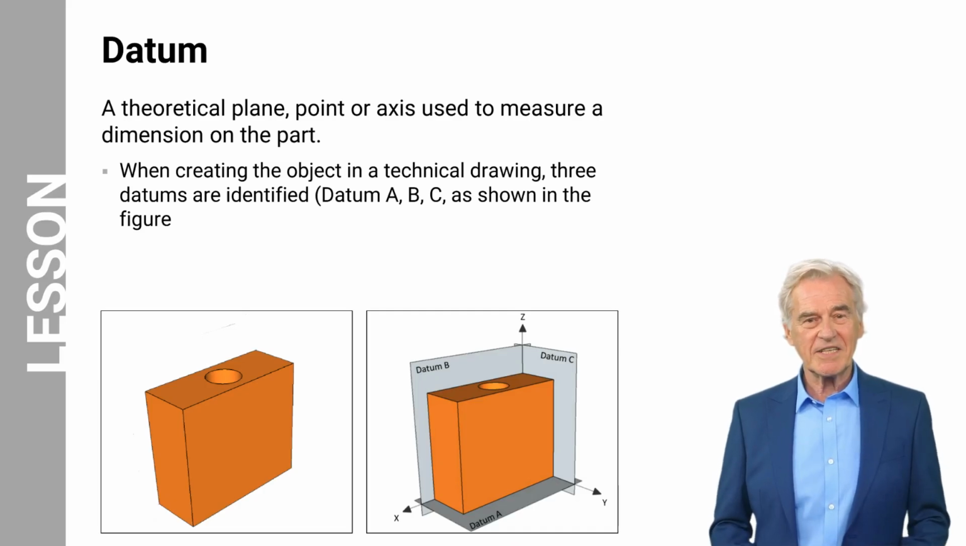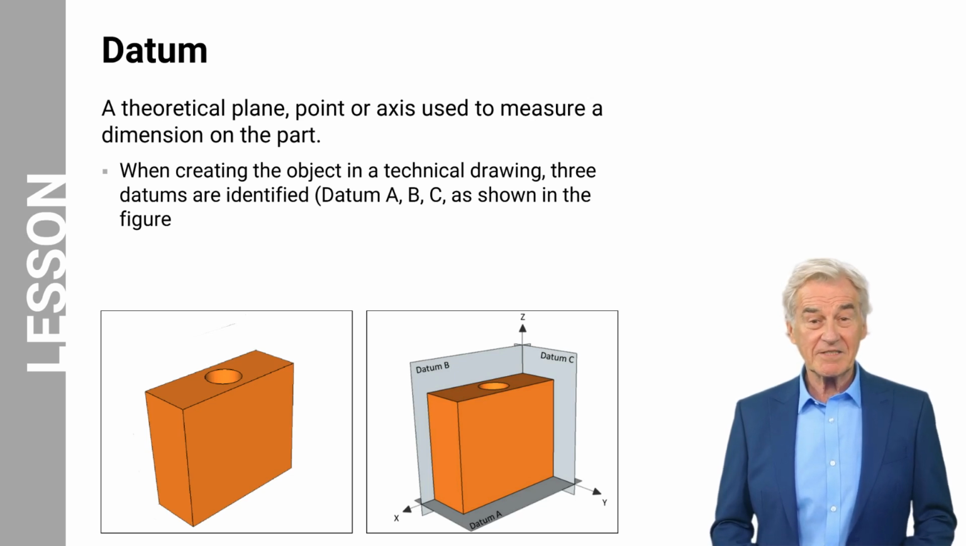When creating the object in a technical drawing, three datum are identified. A datum is a theoretical plane, point, or axis used to measure a dimension on the part. In a technical drawing, datum are marked and used as a reference to understand the position of the part. Each datum is usually named A, B, and C. The image on the right shows these three datums around the block.